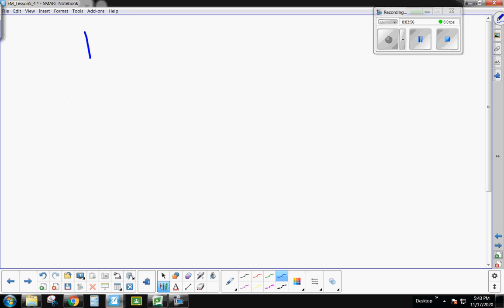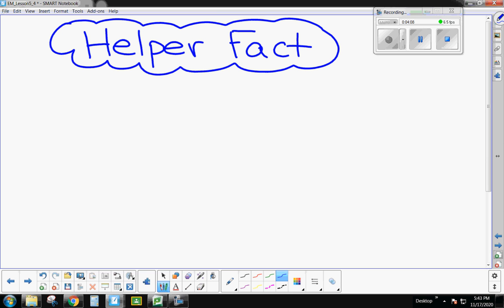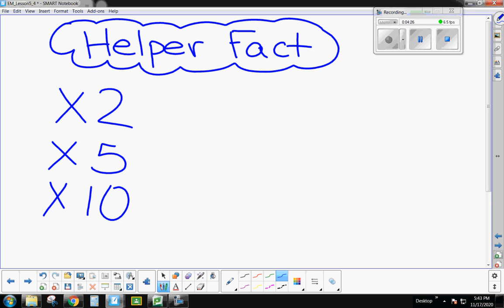Now, the strategy that I really want to look at and focus on today is the helper fact strategy. And we've actually used and talked about the helper fact strategy before. That is when you take problems that you know really well to help you do problems that you might not know so well. So let's think of helper facts, facts that we know right away. Times 2, times 5, and times 10 are those really quick and easy facts. We've been working on them since practically the beginning of the year.